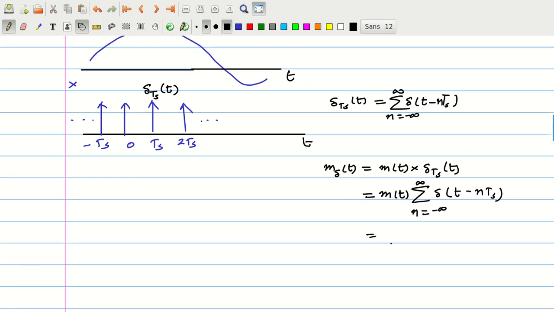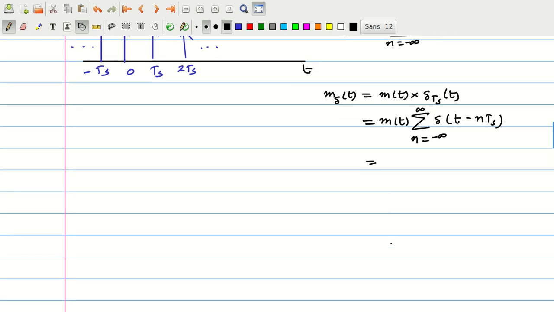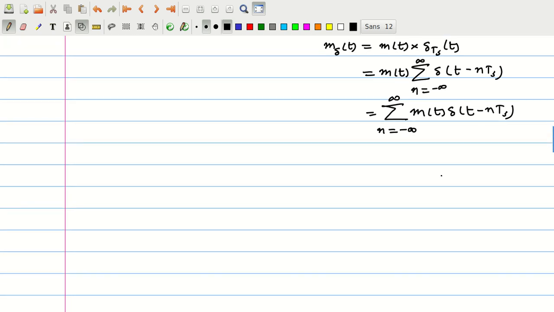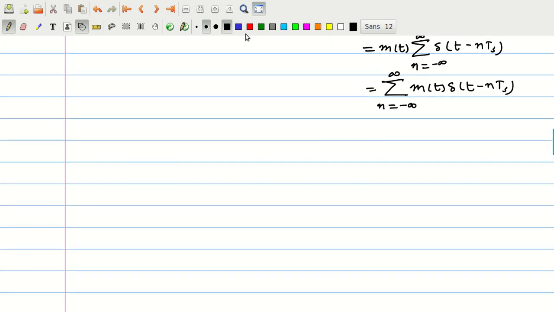Now m(t) doesn't depend on n, so it doesn't matter whether we write it outside the summation or inside it. So let us bring m(t) inside the summation and write summation n from minus infinity to plus infinity m(t) delta(t minus nTs), and here let us invoke a property of the impulse function.